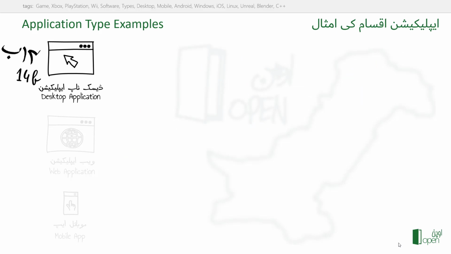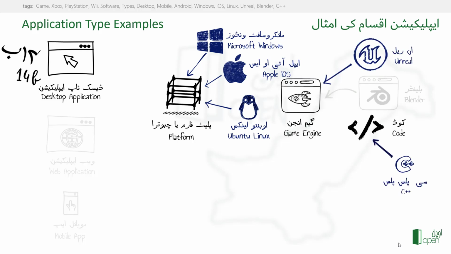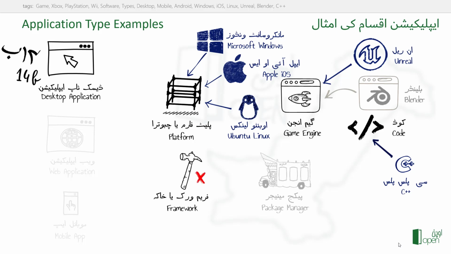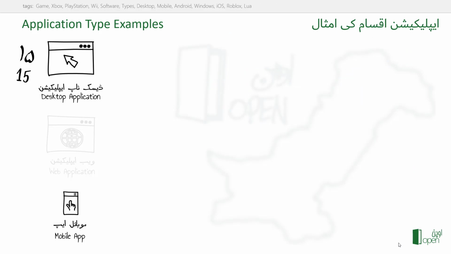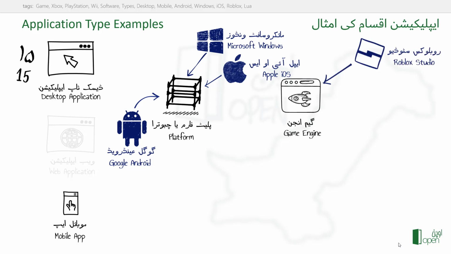In a similar example, a game is deployed to Microsoft Windows, Apple iOS, or Ubuntu Linux, developed using C++ with the Unreal Game Engine and uses Blender for modeling objects used in the game. In the last example, a custom Roblox game can be deployed to Google Android, Microsoft Windows, or Apple iOS, using Roblox Studio as the game engine, which uses the Lua programming language.